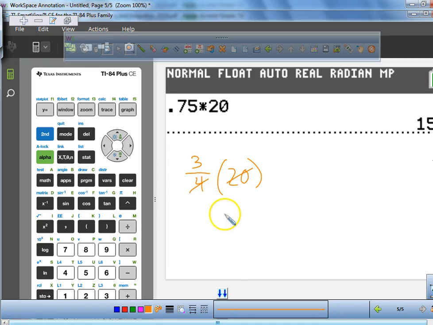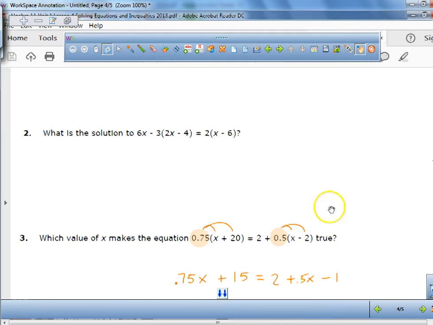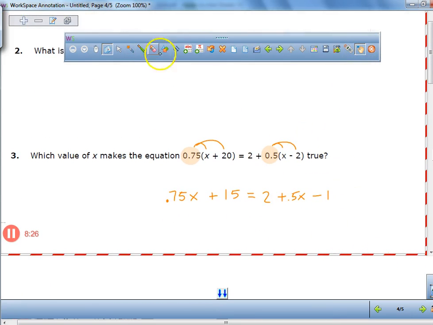4 goes into 20 how many times? 5 times. What's 3 times 5? That's another way to do it. So a lot of times, whenever I see this, what do I change it to? I change it to fractions. Equals 2. That's right, 0.5x, because half of 2 is 1. So half of -2 would be -1. Very good.